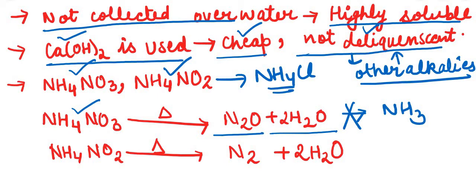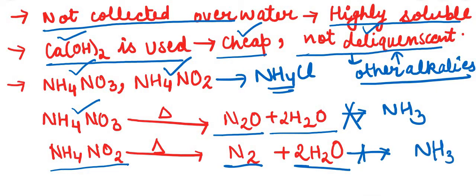And if we are using ammonium nitrite, then on heating it, nitrogen gas and water molecules are released, not ammonia. But if ammonia is not produced in these reactions, then how can we use them for the preparation of ammonia? That's why they are not used for the preparation of ammonia.